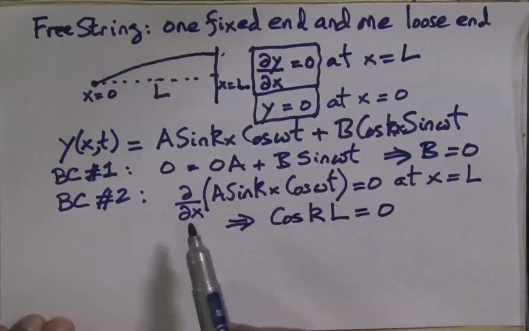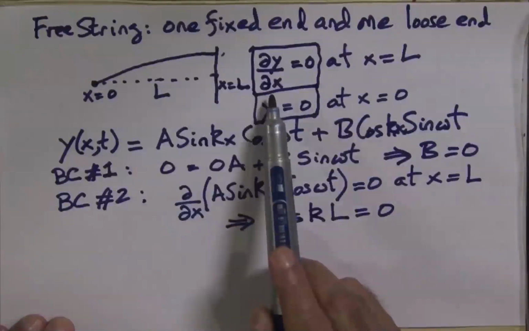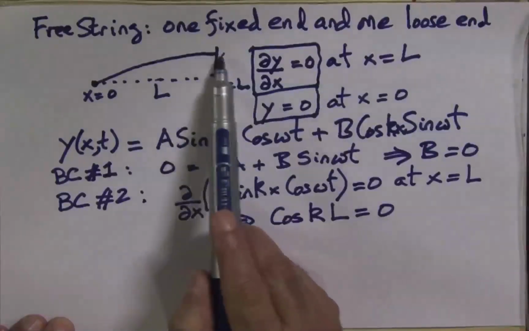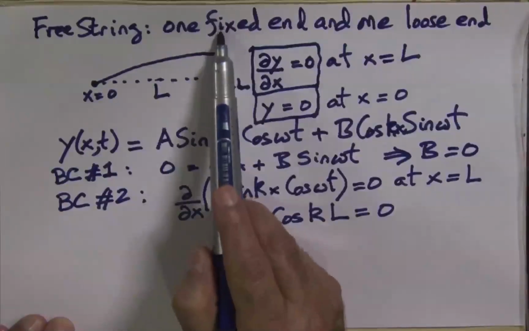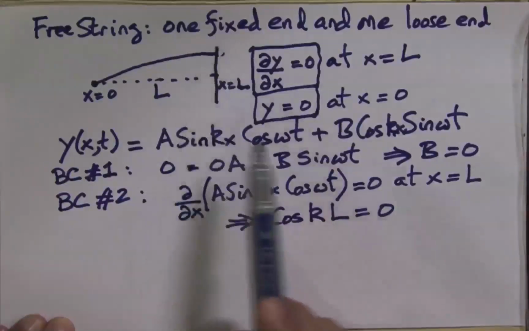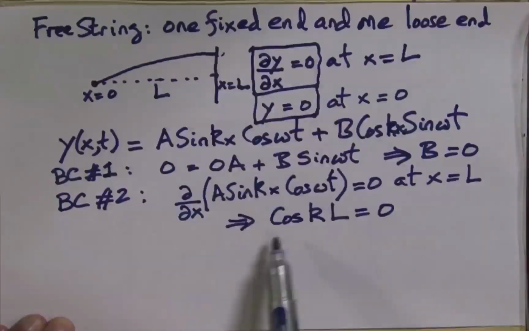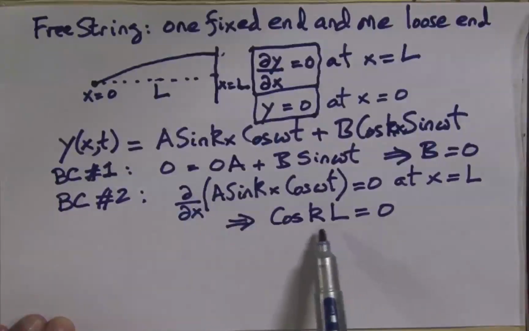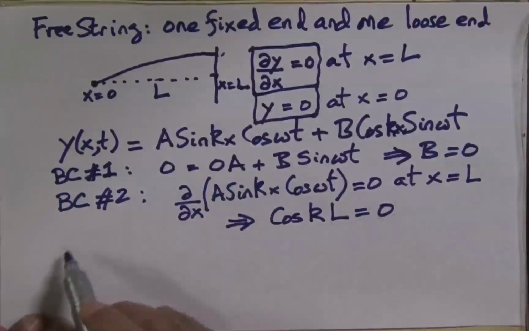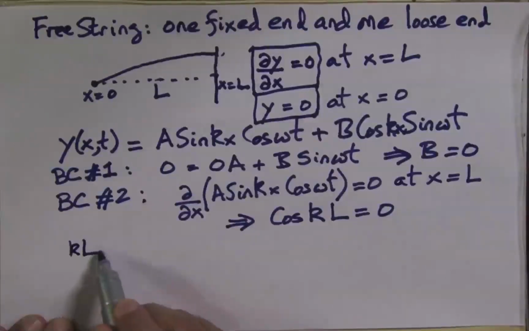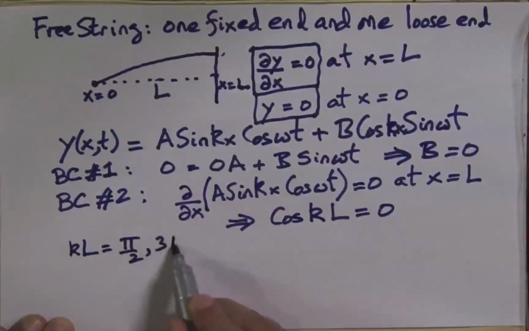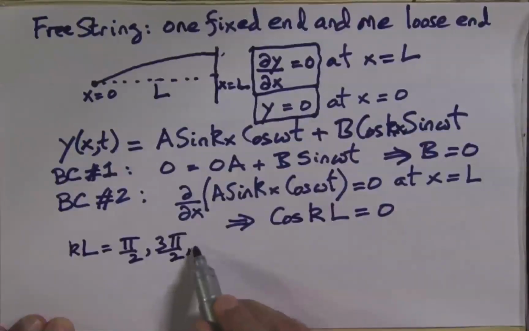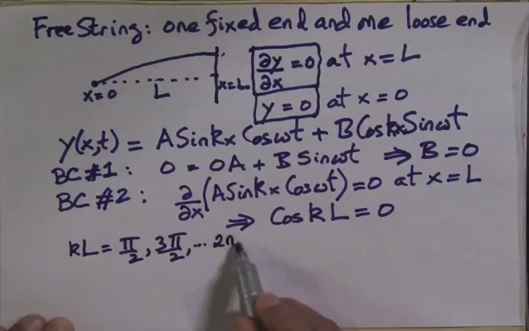So we are imposing the condition that dy by dx, that is to say the string has to be horizontal here, otherwise this ring will go either up or down with infinite acceleration. So dy by dx must be 0. That gives us this condition, cosine of kL must be equal to 0. And that says that kL can be either pi by 2, or 3 pi by 2, or 5 pi by 2, or in general (2n plus 1) by 2 times pi.